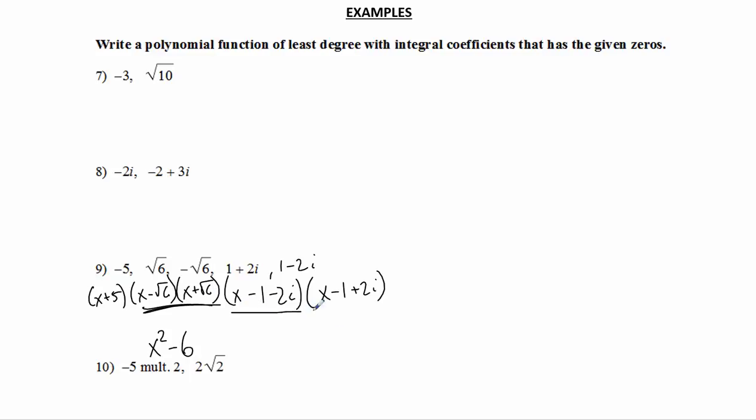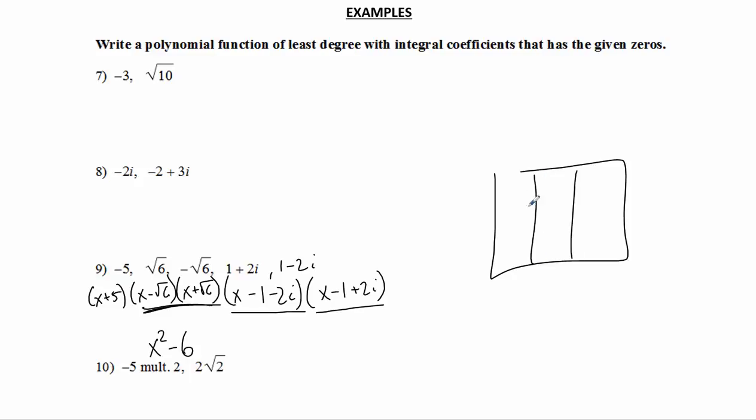Now x minus 1 minus 2i, x minus 1 plus 2i. You can do a box. Remember, 3 by 3 box. These squares don't actually matter, and then these squares here are going to add. So you can fill in your boxes for that, multiply that through, and see what you get.